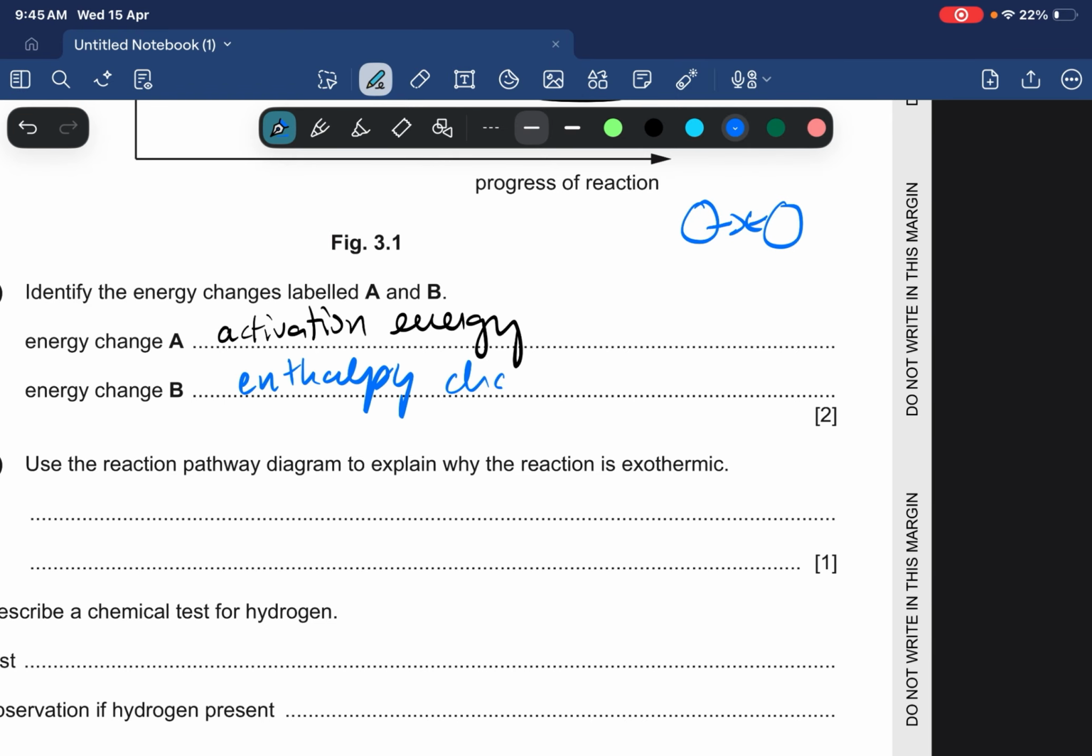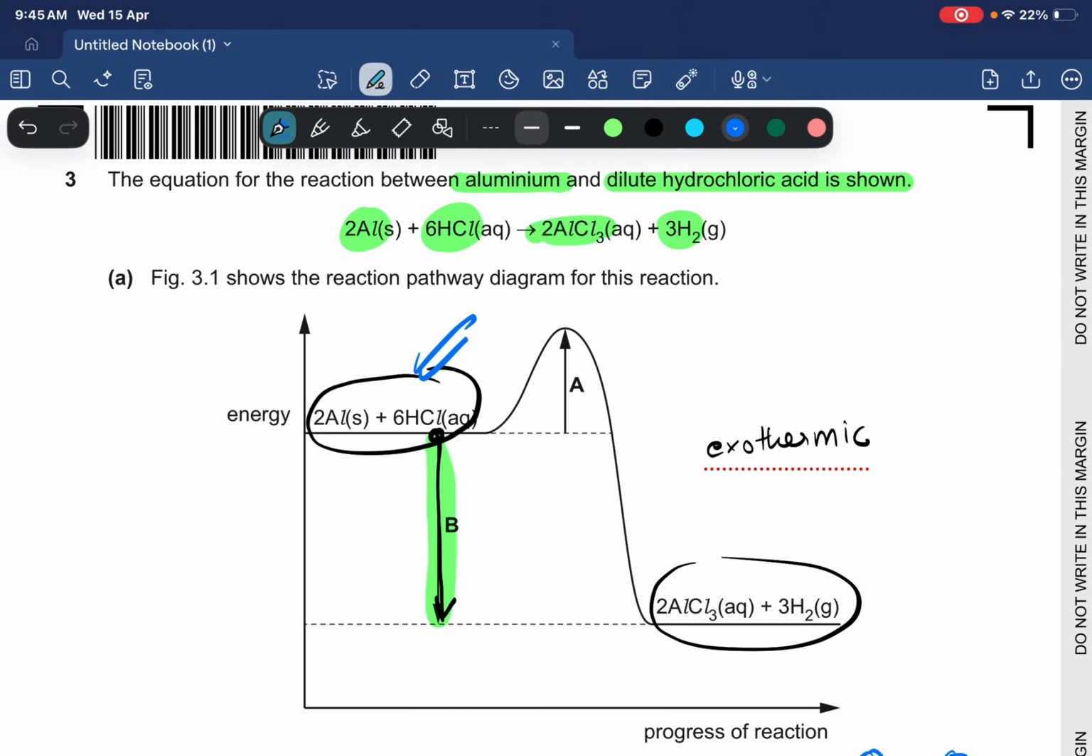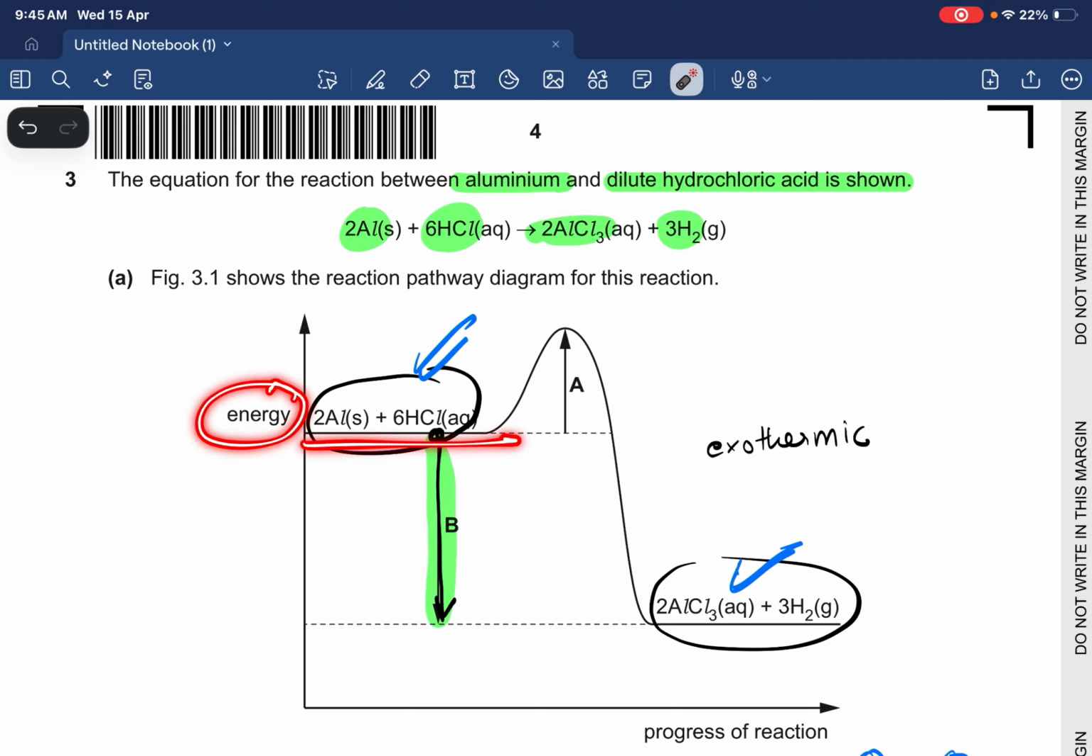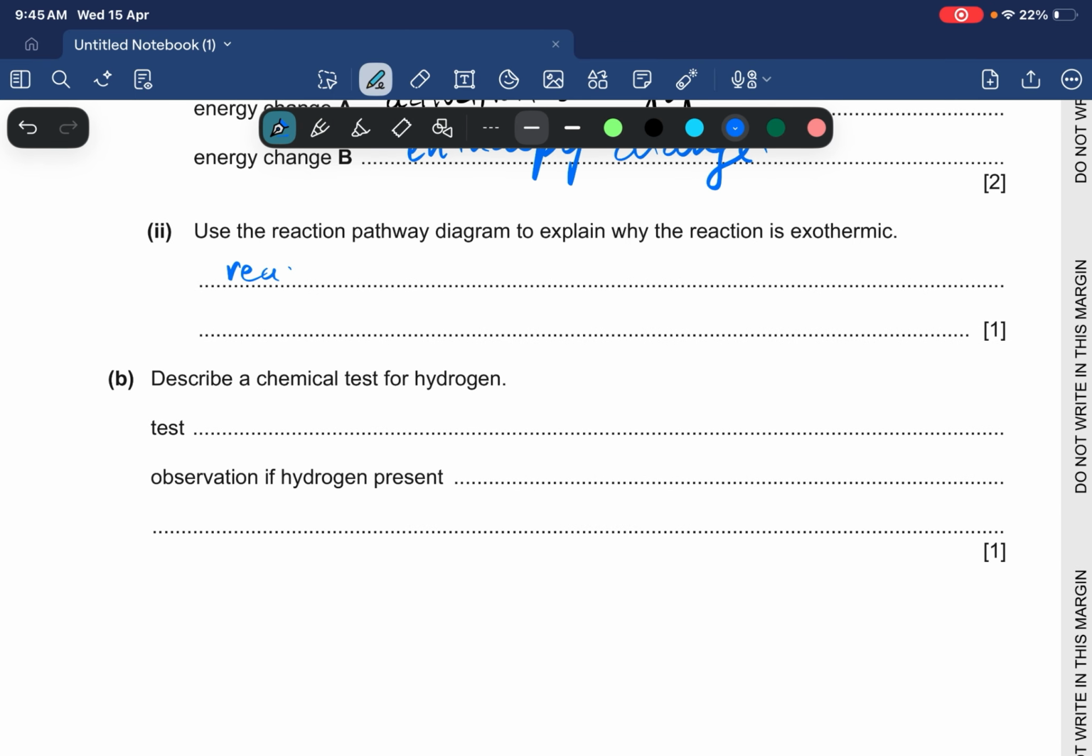Enthalpy change. Use the reaction pathway diagram to explain why the reaction is exothermic. How did I just figure it out? I told you, reactants had more energy than the products. This is your energy level. Over here, you can see a higher energy level. Over here, you can see a lower energy level. So you write, reactants have more energy than the products.